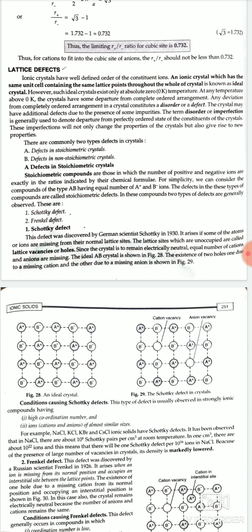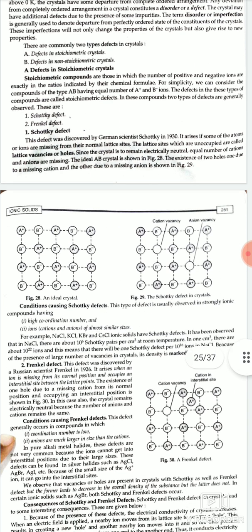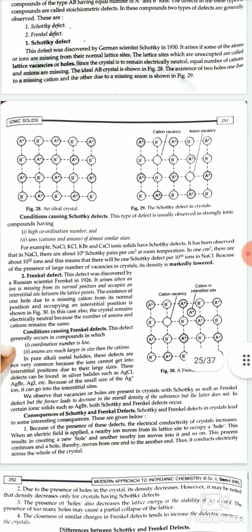This defect was discovered by German scientist Schottky in 1930. It arises if some of the atoms or ions are missing from their normal lattice sites. The lattice sites which are unoccupied are called lattice vacancies or holes. Since the crystal has to remain electrically neutral, an equal number of cations and anions are missing. The ideal AB crystal is shown in the figure. The existence of two holes, one due to a missing cation and the other due to a missing anion, is shown in the figure. Conditions causing Schottky defects.